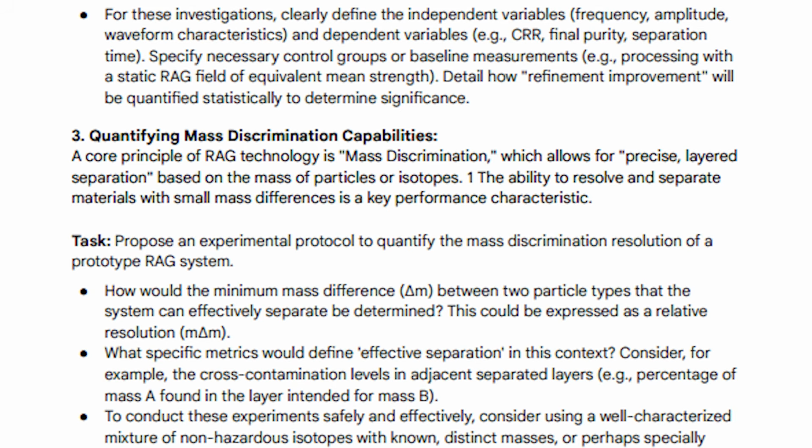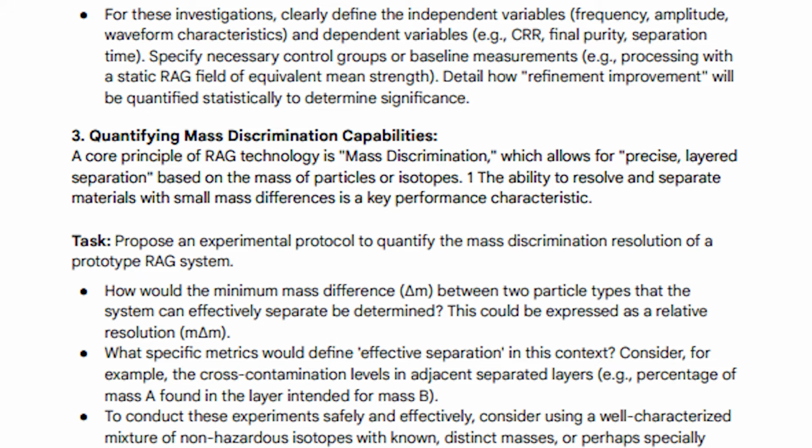For these investigations, clearly define the independent variables, frequency, amplitude, waveform characteristics, and dependent variables, e.g., CRR, final purity, separation time. Specify necessary control groups or baseline measurements, e.g., processing with a static RAG field of equivalent mean strength. Detail how refinement improvement will be quantified statistically to determine significance.